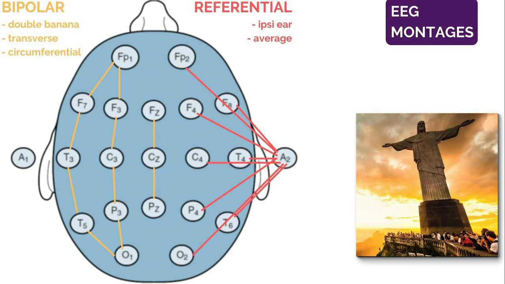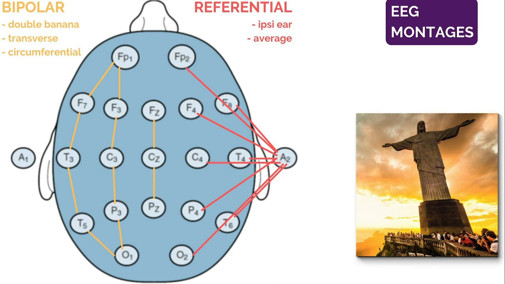A referential montage, on the other hand, compares each and every electrode to a single electrode, or the average of all electrodes in the head. In this example, on the right-hand side and in red, we're comparing each electrode on that side to A2, which is the ipsilateral ear electrode. So the reference on that particular montage will be A2.